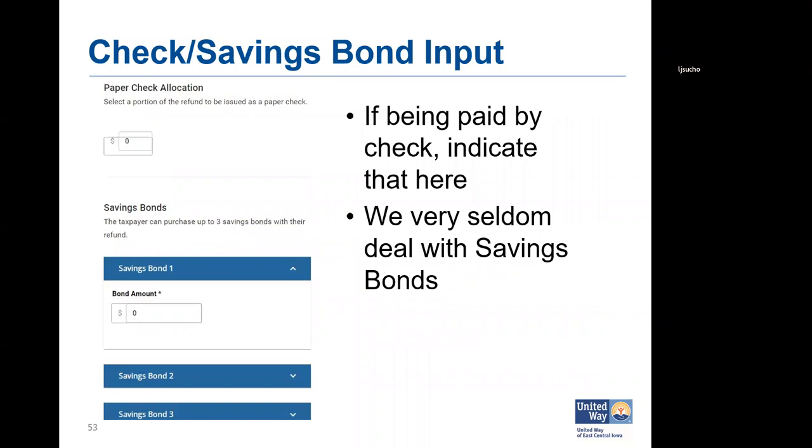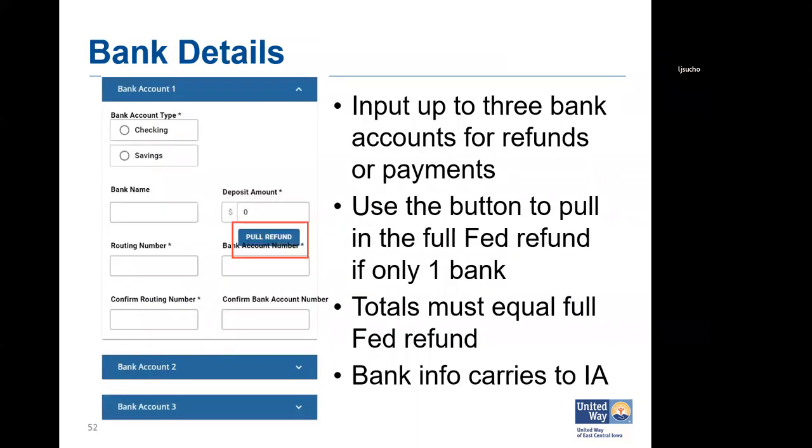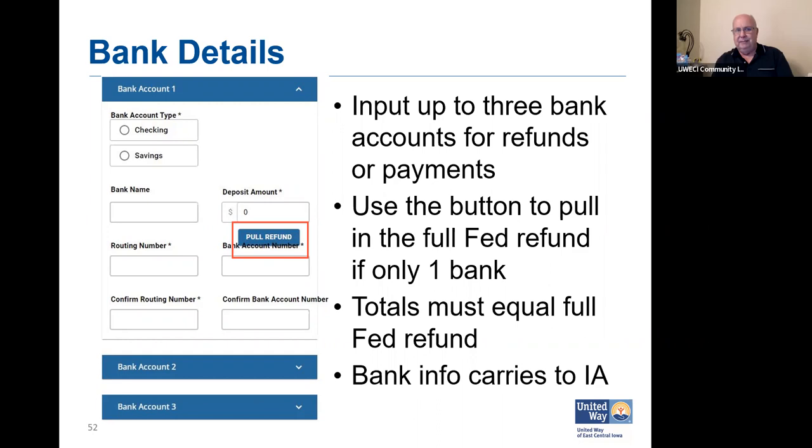So do you have to click on the pull refund button? No, you don't. You can type it in. It's just a convenience, it pulls it in. You do not have to click on it. If you want to type it in, you type it. This is only Fed on the screen. That's a little deceiving. This is only the federal one on the screen. But the bank account information will carry over and apply to the Iowa one. But whatever you type in here, whether it's one bank account or three bank accounts, has to add up to the federal return.